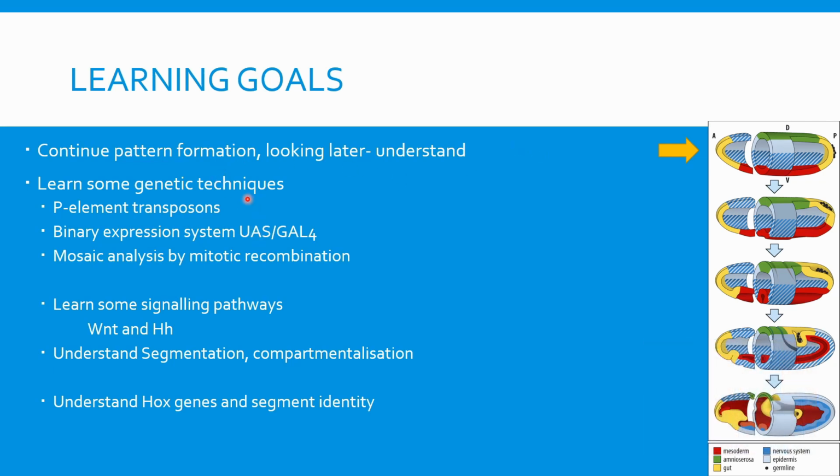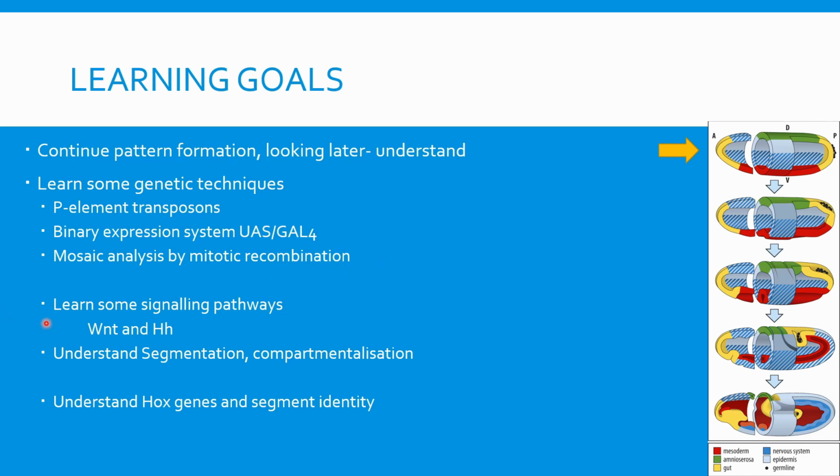We will also learn some genetic techniques. I've mentioned the p-element transposons, and we'll have a brief introduction to that, as well as other interesting techniques, which include the binary expression system UAS-Gal4, which is used a lot in fly genetic experiments. And we will try to understand how we perform a mosaic analysis by mitotic recombination.